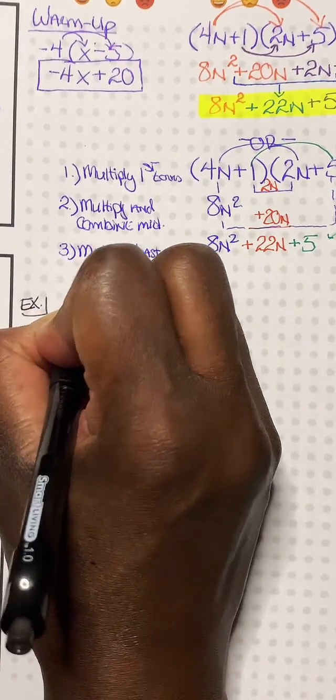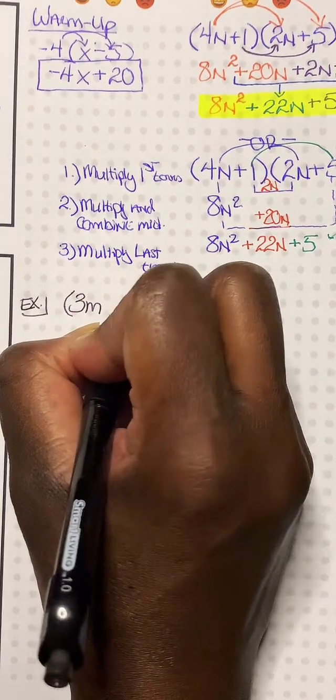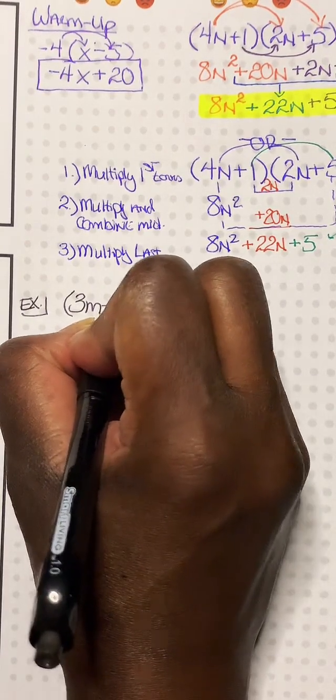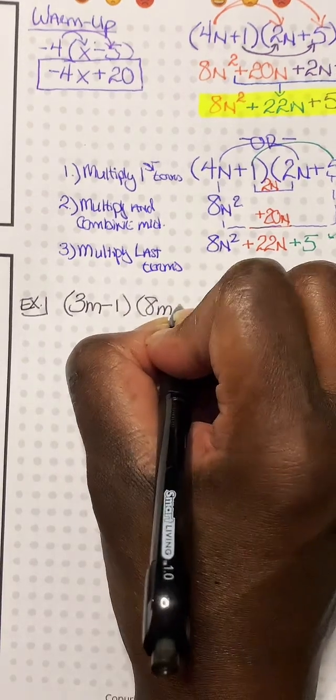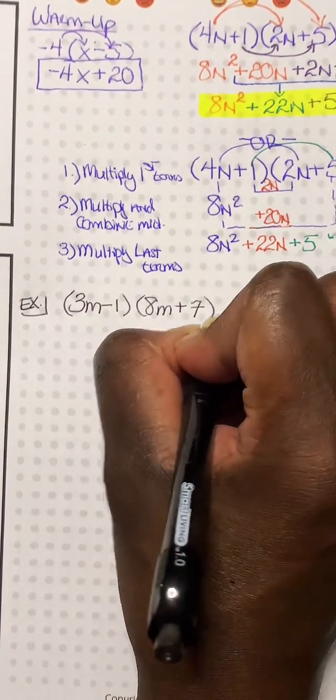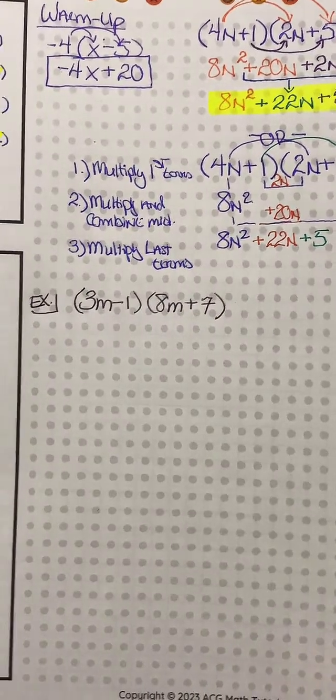So we have 3m. Yeah, we can do that. 3m minus 1 times 8m plus 7. Okay.